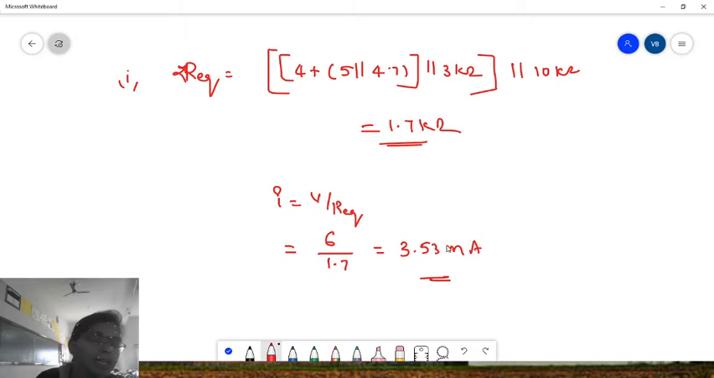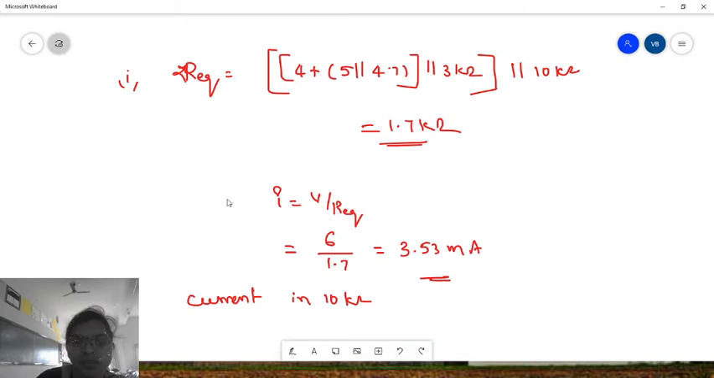So now you calculate the current in the 10 kilo ohm resistor. Current in the 10 kilo ohm resistor is 6 volts by 10 kilo ohms. If you want to calculate the current in the 3 kilo ohm resistor, that is 6 volts by 3 kilo ohms. Okay, so first I'll calculate the current in 10 kilo ohms. So here you observe the network. I'll draw here again.